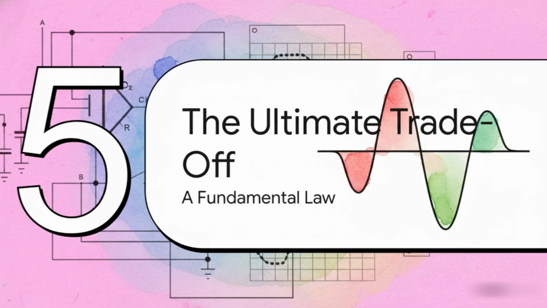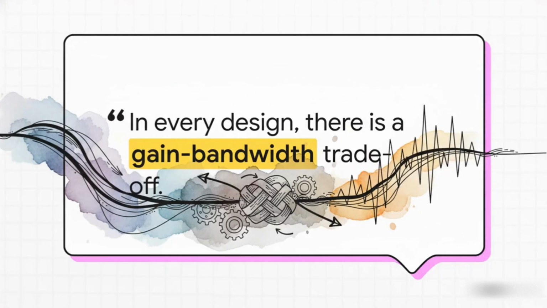All right, so all these solutions, all these different designs, they all point to one single, inescapable truth, a fundamental law that governs pretty much every amplifier ever made. And here it is, folks. This is the big one. This is the rule of the game. In every single design, there is a trade-off between gain and bandwidth. You just can't have it all.